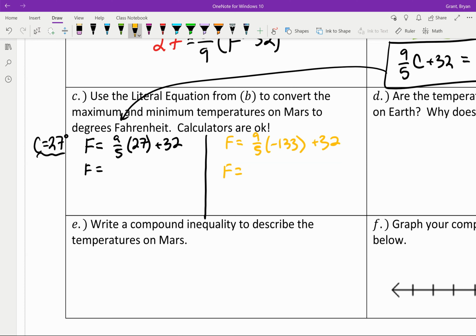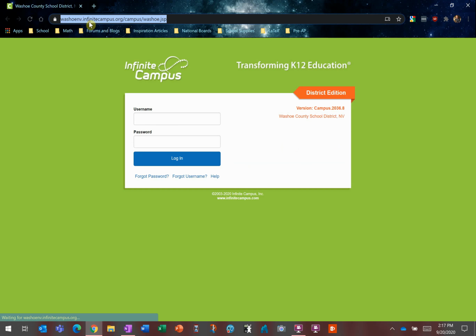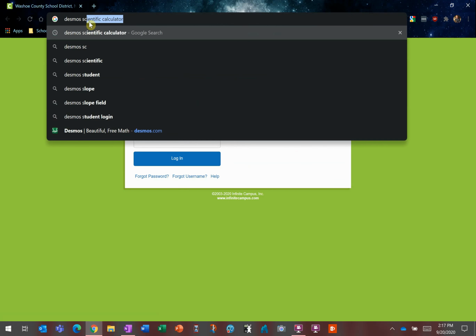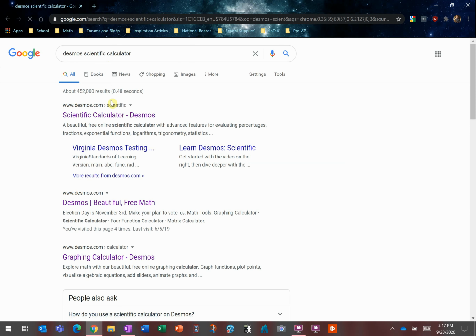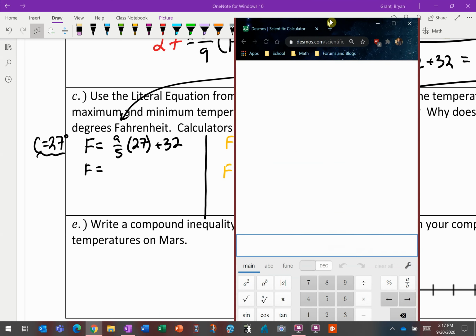So hopefully you have your calculator out by now. I'm just going to pull up the Desmos Scientific Calculator. It's a free app on your phone, and I actually like it better than most of the calculator apps that come standard with phones, because Desmos will let you do multiple operations at once. So I'm just going to search for Desmos Scientific Calculator. Pull it up, and we get something like this.